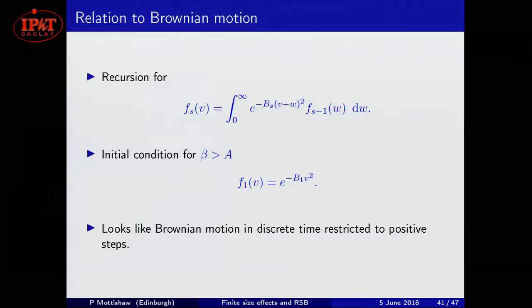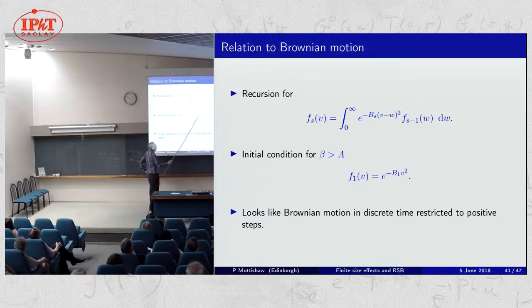And it has a very simple recursion, which is effectively, it looks like a Brownian motion in discrete time. So you've got your initial condition, f_1 gives you this Gaussian distribution, and then at each step you allow a jump which is based on a Gaussian. The only interesting thing is that you're restricted only to positive values. So it's a constrained Brownian motion in discrete time that determines this. So this connects back to what Bernard talked about yesterday.